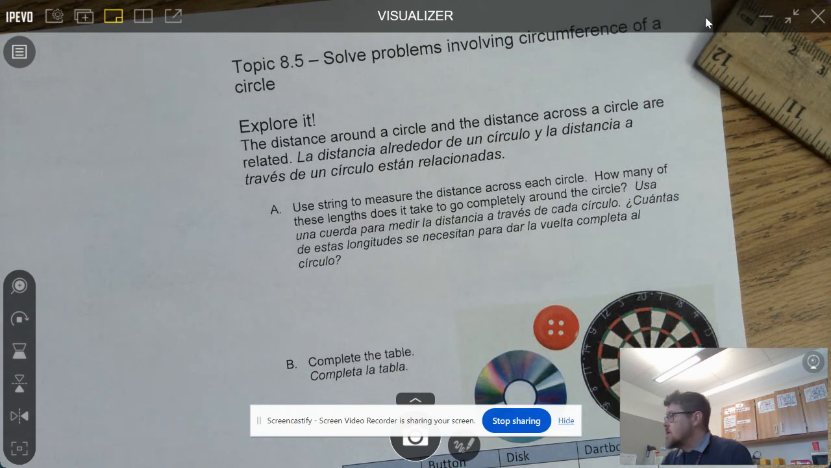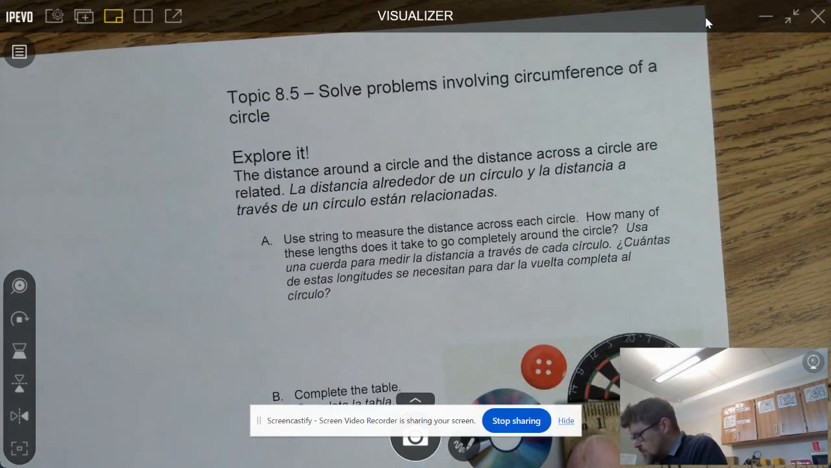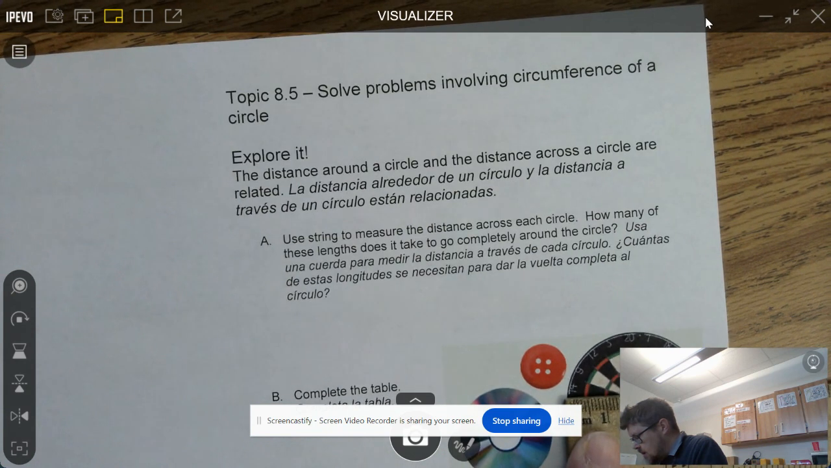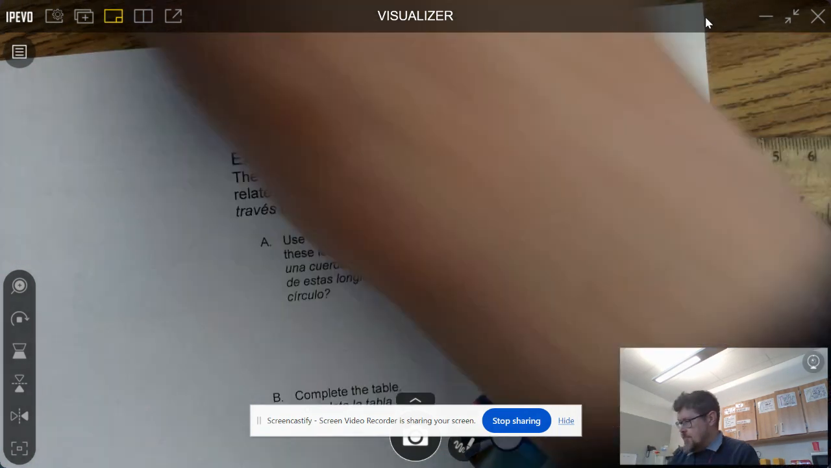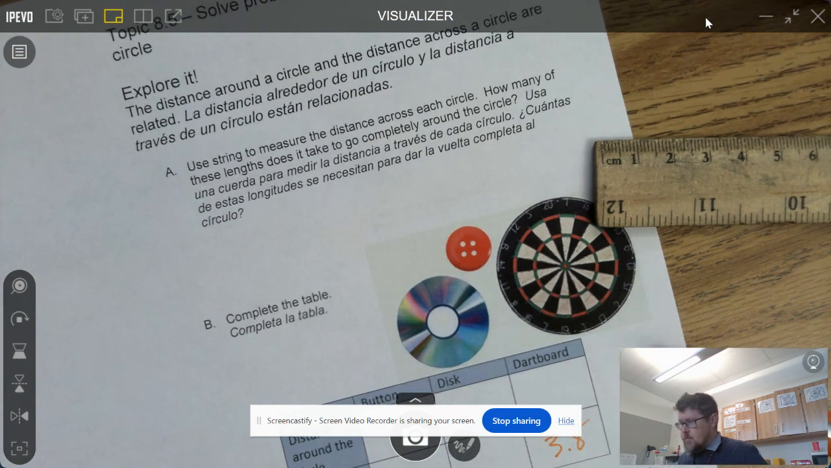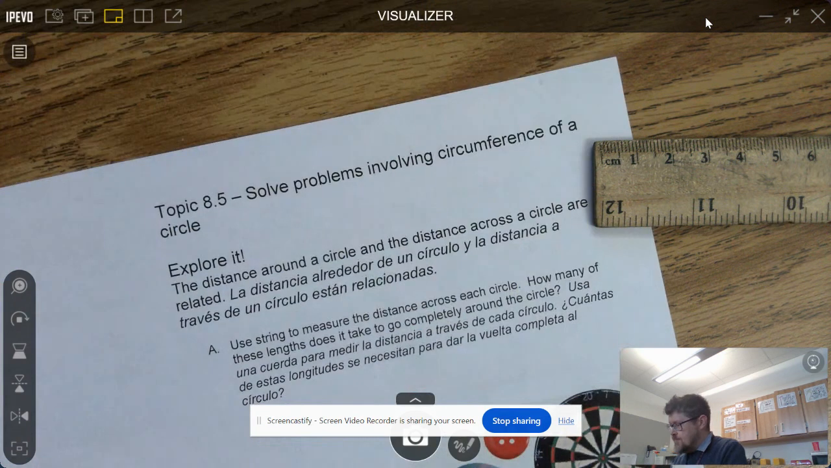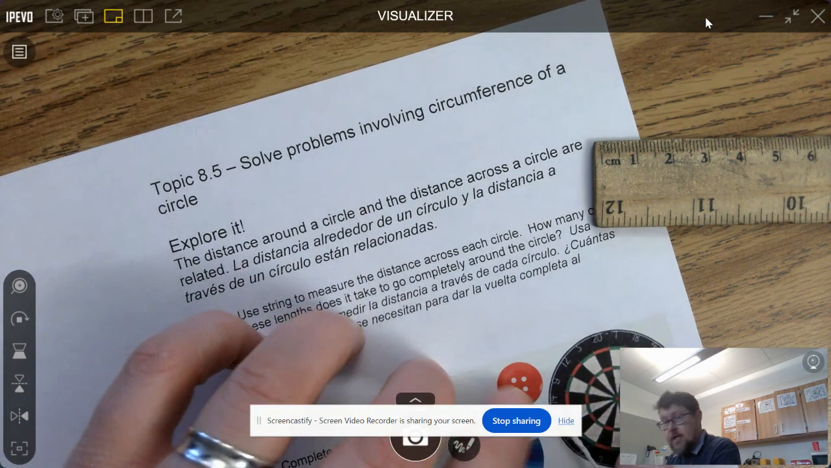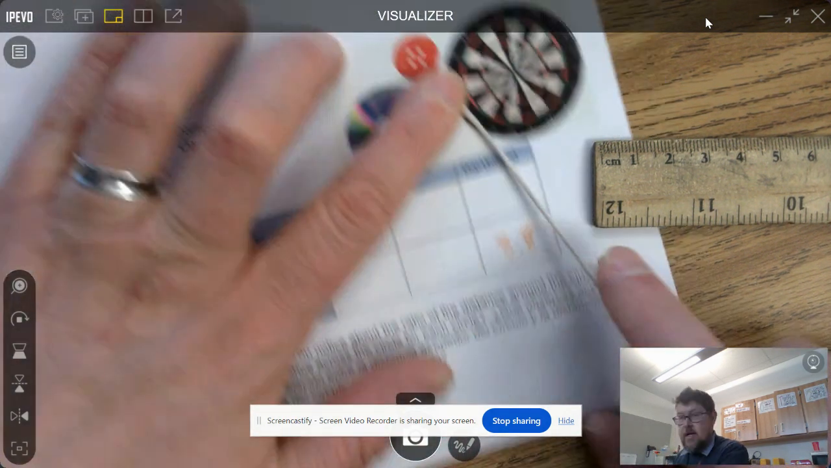Of course, I just lost the string that I had here. So I'm actually going to measure this with a ruler. The distance across here is about 3.8 centimeters. For the dartboard, distance across 3.8. And so we're going to use a piece of string to measure around it. I'm just going to start here, and I put that right there, 3.8.